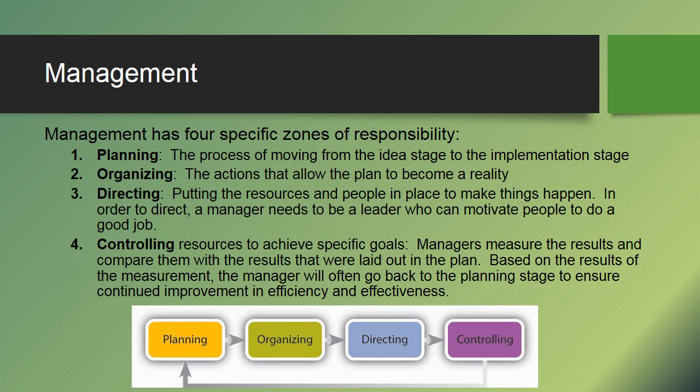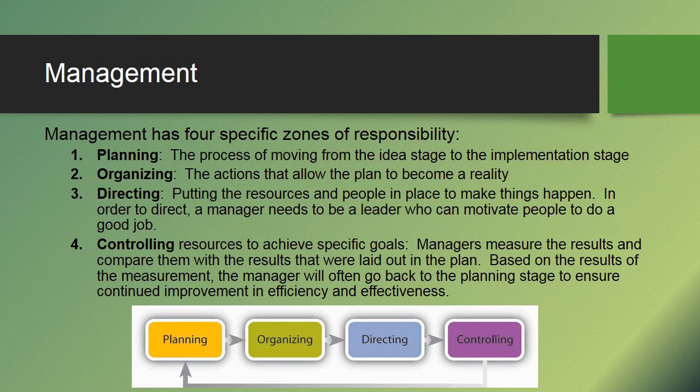Finally, number four, controlling resources to achieve specific goals. Managers measure the results and compare them with the results that were laid out in the plan. Based on the results of the measurement, the manager will often go back to the planning stage to ensure continued improvement in efficiency and effectiveness. You'll see with this picture down below, it's all about creating a loop, because you're always trying to be more effective and more efficient.